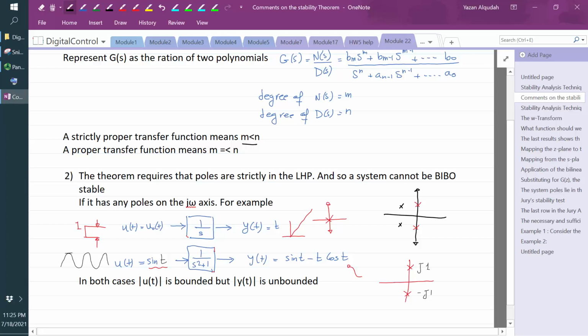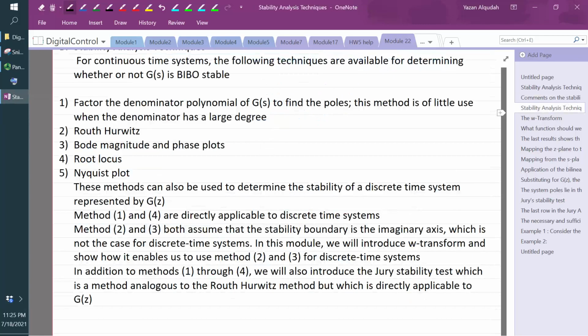It has an upper limit. What's going to happen at the output? The output, y of t, is going to be sine t minus t multiplied by cosine t. It's going to grow all the way to infinity because of this t that multiplies the cosine t. So in both of these cases, the input is bounded, but y of t is unbounded. And that's why for stability, we want the poles to be in the left half plane. Okay.